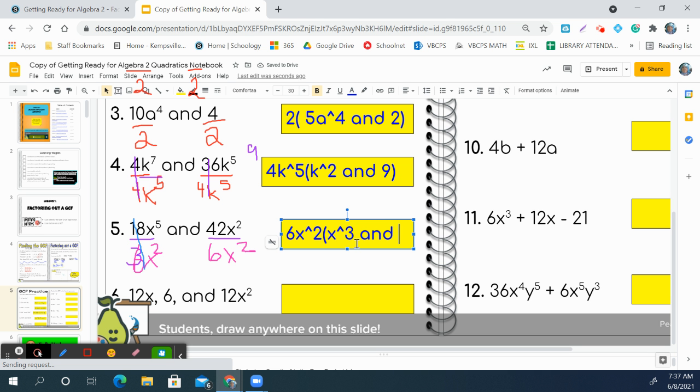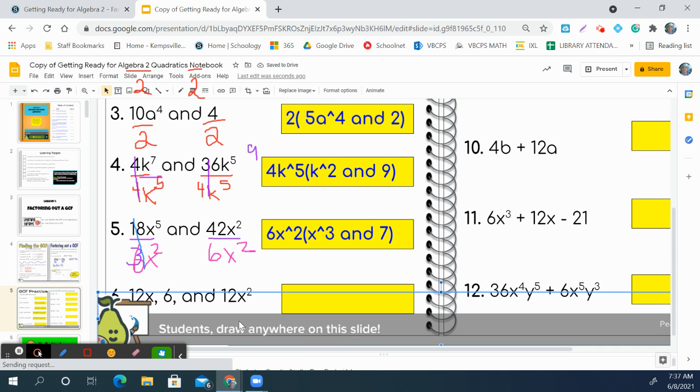And then what's 42 divided by 6? 8. 7 or 8? 8. I was close. I was only 1 off. I love your enthusiasm.